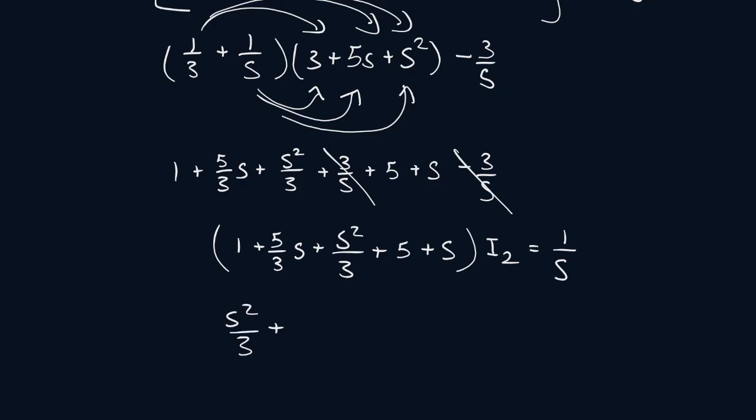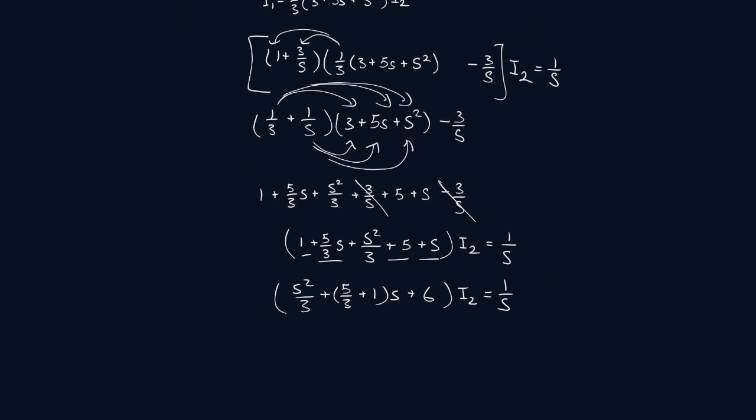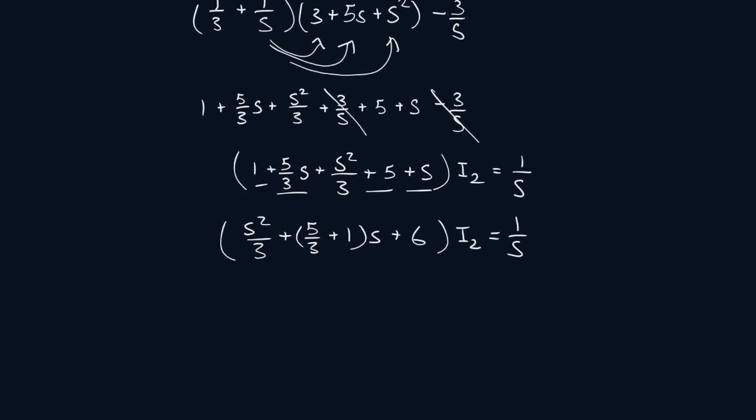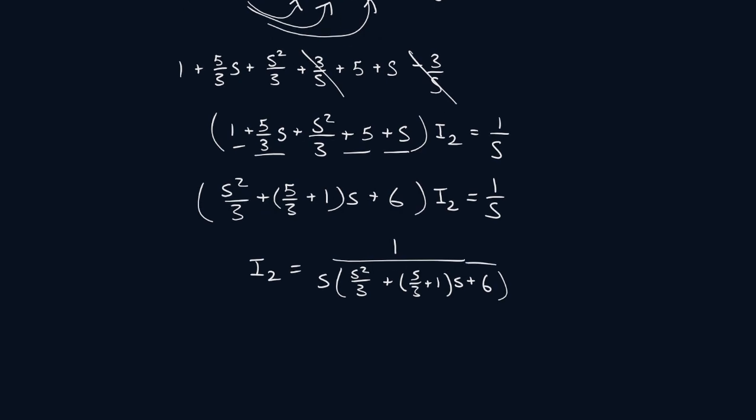So let's collect these two. So 5 over 3 plus 1 s, and then these two, that's just 6. Alright, it's looking good so far. Now let's divide everything by all of this. So to get I2 alone, it'll be 1 over s squared over 3 plus 5 over 3 plus 1 s plus 6. Okay, and let's FOIL the s inside here.